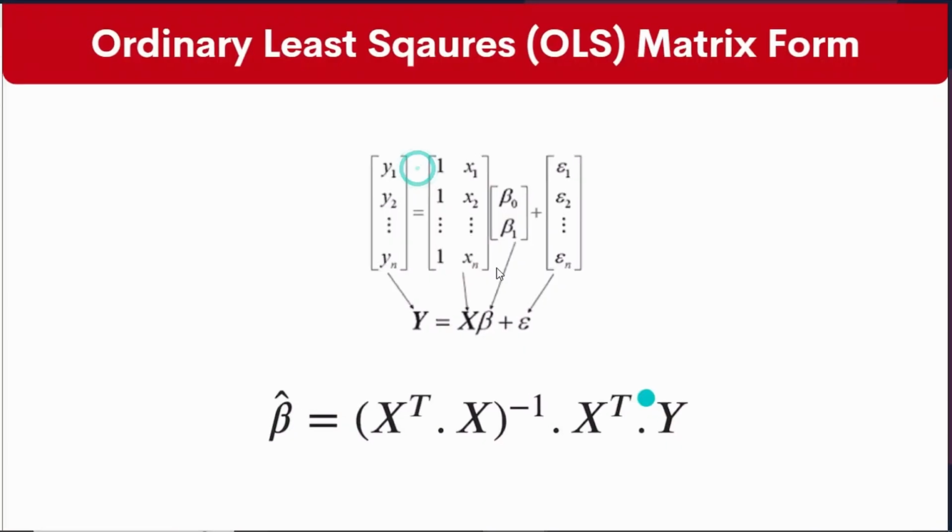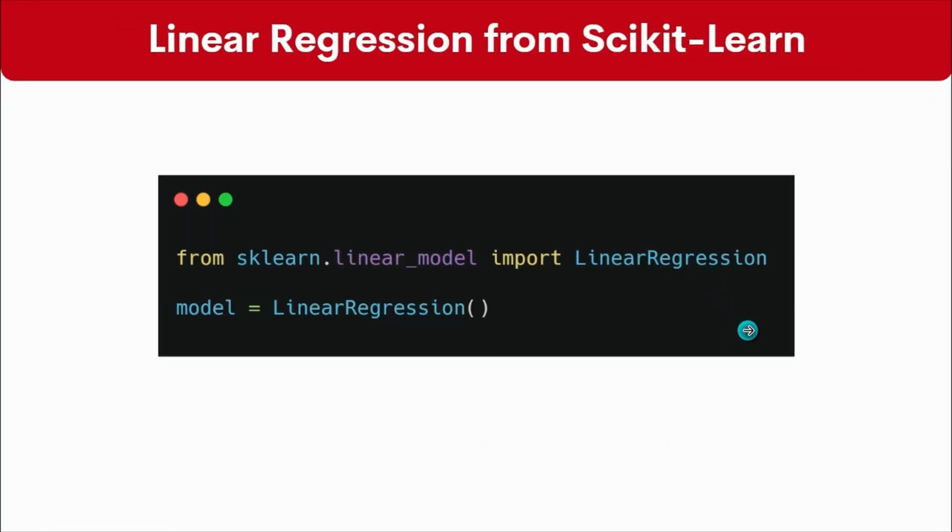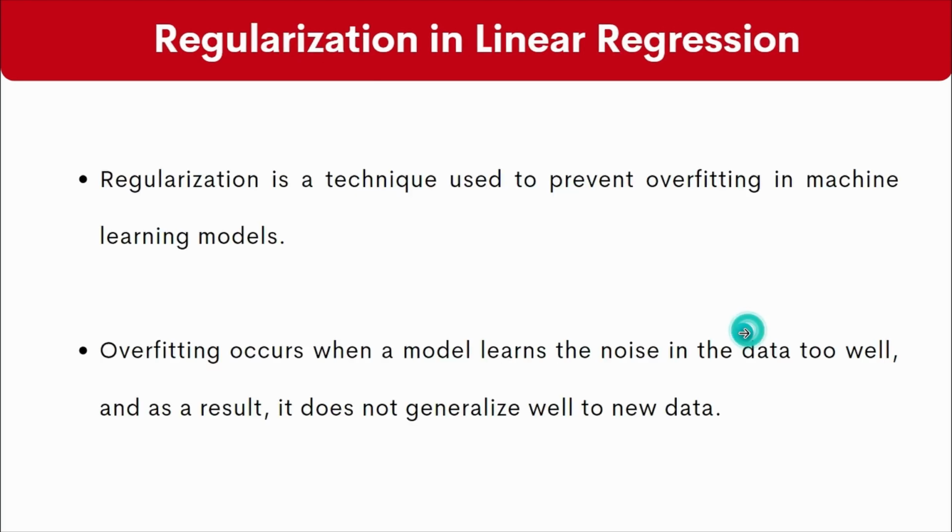So we'll move towards our next algorithm, or before continuing with the next one, there are some regularization options available in linear regression. So I'll tell you what is regularization and what is the need for it. Regularization is a technique used to prevent overfitting in a machine learning model. What is overfitting? Overfitting occurs when a model learns the noise in the data too well, and as a result it does not generalize well to new data. So for example, overfitting is like overlearning.